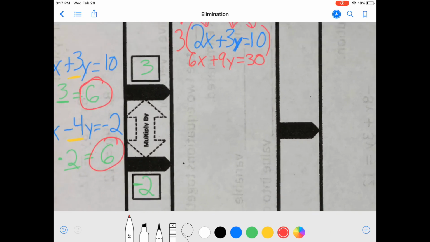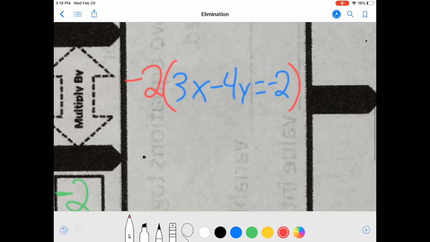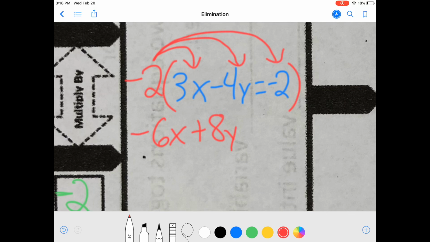My second equation, I have negative 2 times 3x minus 4y equals negative 2. So I'm going to multiply this out, or distribute it out. Negative 2 times 3x gives me negative 6x. Negative 2 times negative 4 gives me positive, so plus 8y. And negative 2 times negative 2, negative times a negative is a positive, so 2 times 2 is 4.